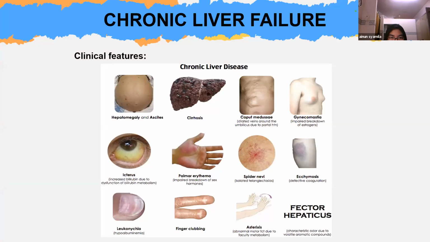Okay, so for the clinical features of the chronic liver failure, the patient presents with hepatomegaly or ascites, cirrhosis, and dilated veins, which we call caput medusae, which is due to the portal hypertension, which is secondary to the cirrhosis of the liver. They can also present with gynecomastia, icterus, palmar erythema, spider nevi, ecchymosis because of the defect in the coagulation, and also edema, which is due to the hypoalbuminemia, and also finger clubbing. Some can also present with asterixis and also hepatitis. Next.